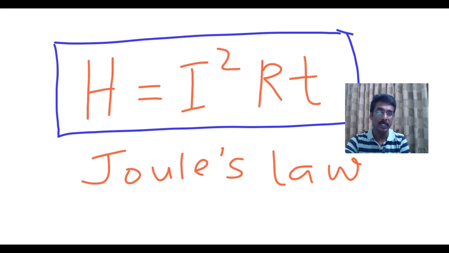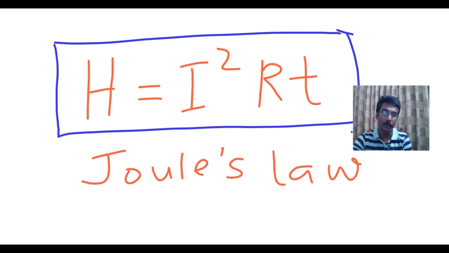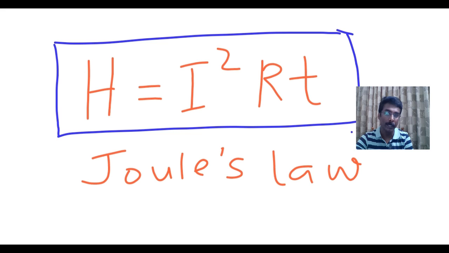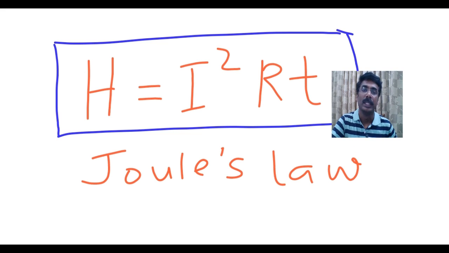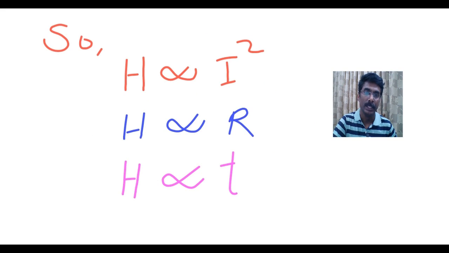This process by which heat is developed in a circuit on passing current through it is known as Joule heating or ohmic heating. Here the heat energy developed H equals I square RT. The heat energy developed is directly proportional to the square of the current, resistance of the wire and time of flow of current through the conducting wire. That means when current increases, heat increases; resistance increases, heat increases; time of flow increases, heat increases.